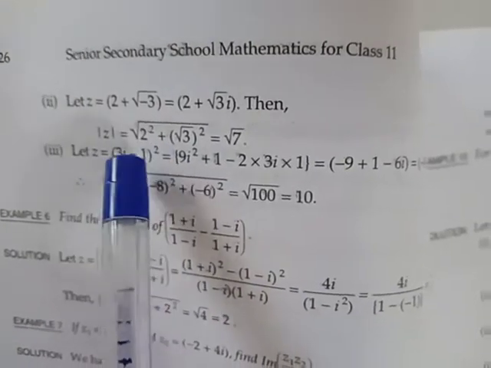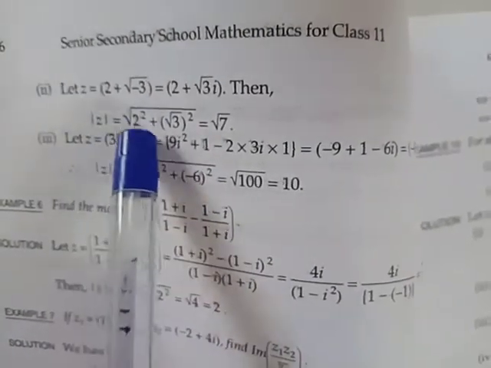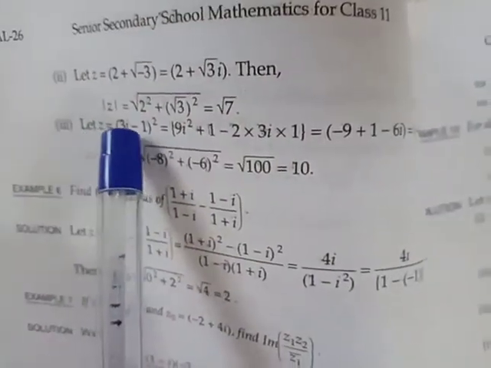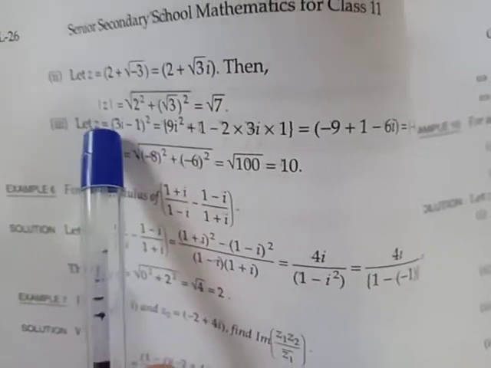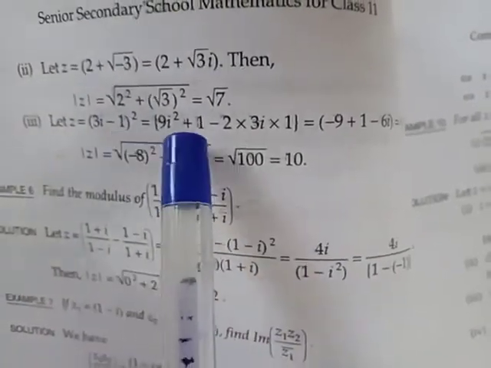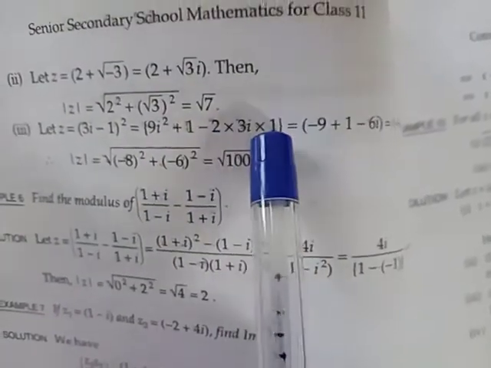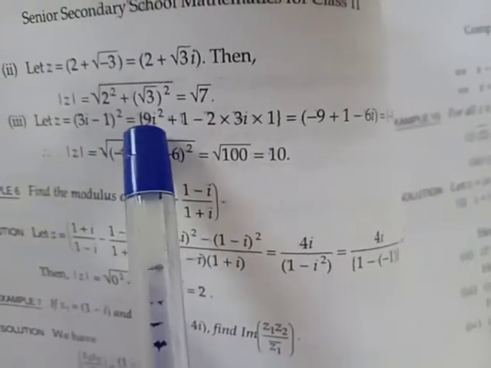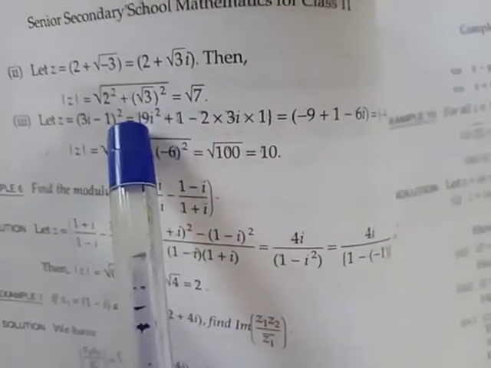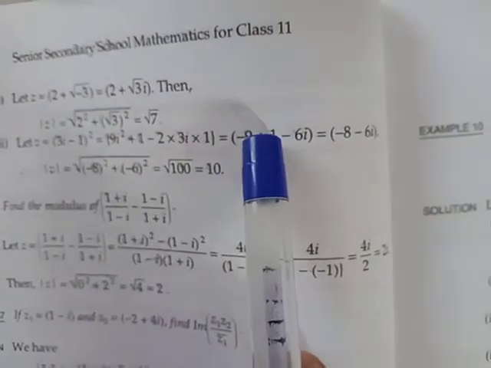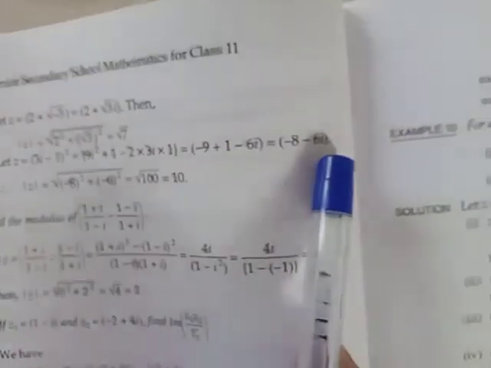Here whole square is there. So first it has to be written in the standard form, and then we can find the modulus of this number. Here we can apply (a minus b) whole square. a can be 3i and b can be 1. So a square plus b square minus 2ab. So (3i) square is 9i square. i square is minus 1. So it becomes minus 9 and then plus 1, and this becomes minus 6i. You can observe this: minus 9 plus 1 is minus 8, minus 6i.